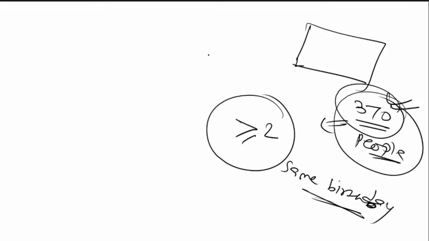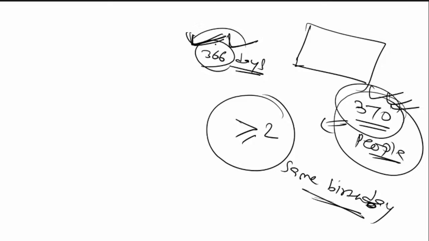Now you can very easily see, because there are 370 people, and in a year how many maximum days do you have? You have 366. This is the maximum number of days you can have in a year, if this is a leap year. Anyway, there are 370 people and only 366 days. So these are your pigeons, 370 pigeons, and these are your holes, 366 holes. So what can you say? You can say that at least two people will go to the same hole, and hole means day. So at least two people will have the same birthday. This is how you can very easily apply the pigeonhole principle.